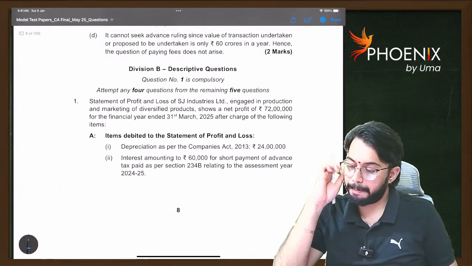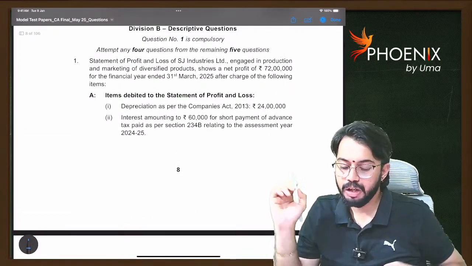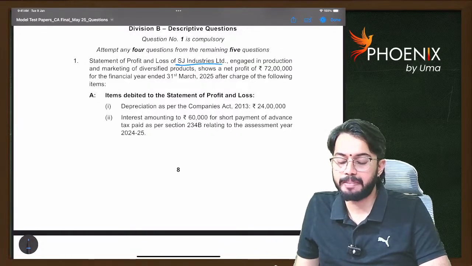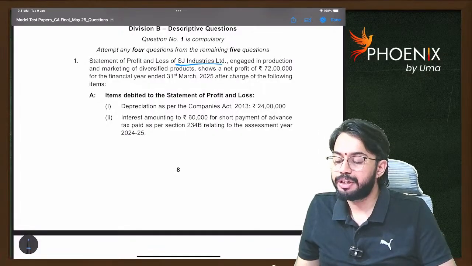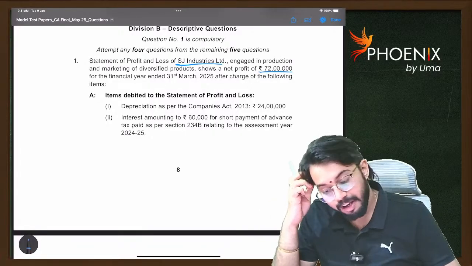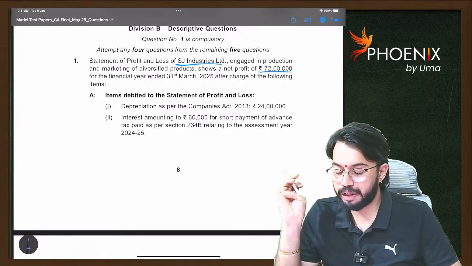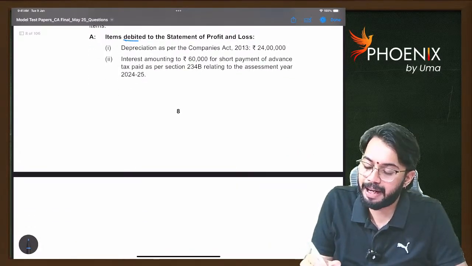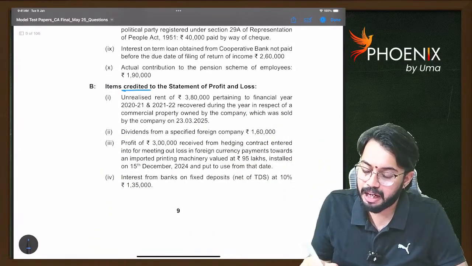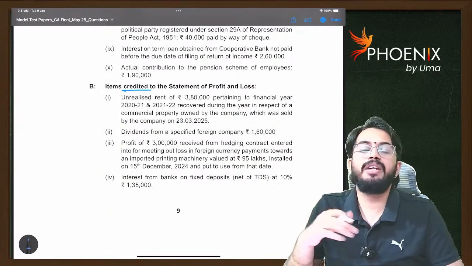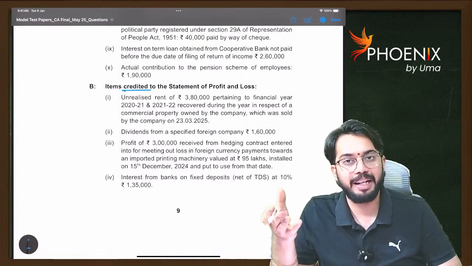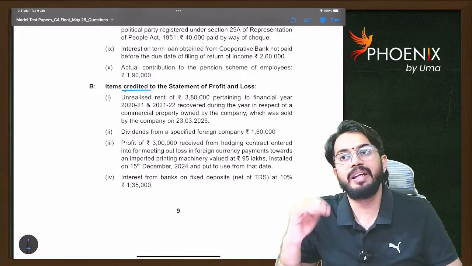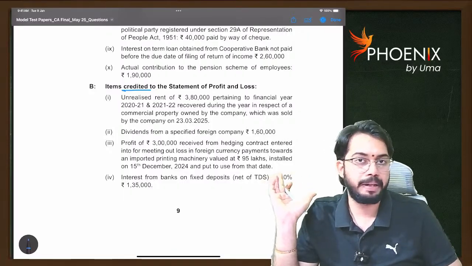First question is from PGBP. So statement of profit and loss of SJ Industries Limited engaged in production and marketing of diversified products shows a net profit of 72 lakhs for financial year ended 31st March 2025 after charge of following items. See, these items are debited to P&L account. There are some items which are credited to P&L account. We need to disallow some expenses. We need to disallow some incomes. We will read every transaction. Based on that, we will take the decision whether it is allowed or disallowed under PGBP. Okay.